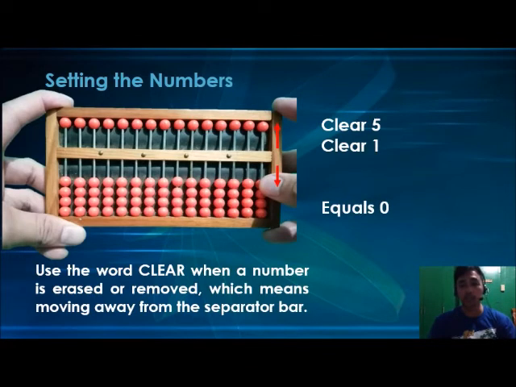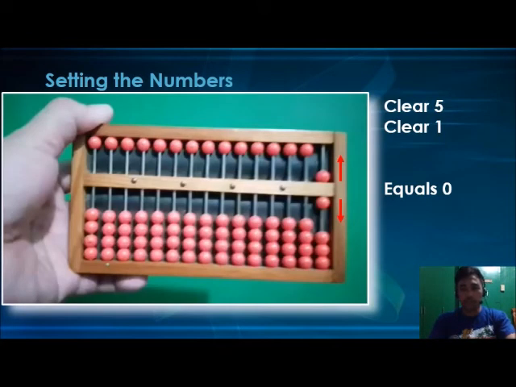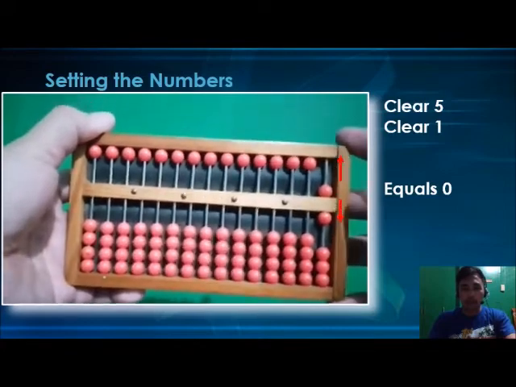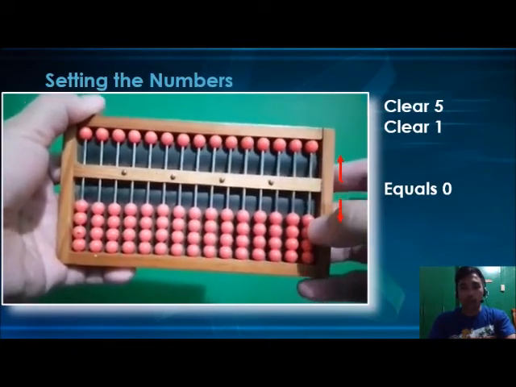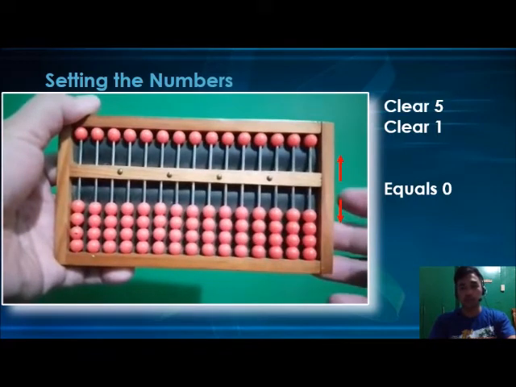So that is equal to 0. Don't forget to use the word clear when a number is erased or removed. I have here an example. Clear 5, clear 1 is equal to 0.